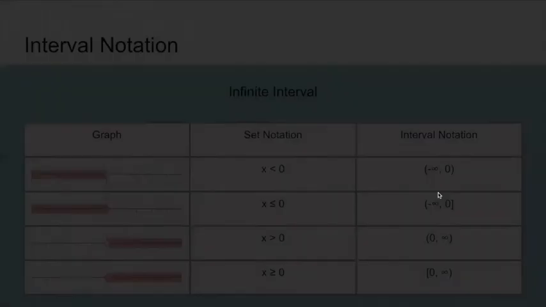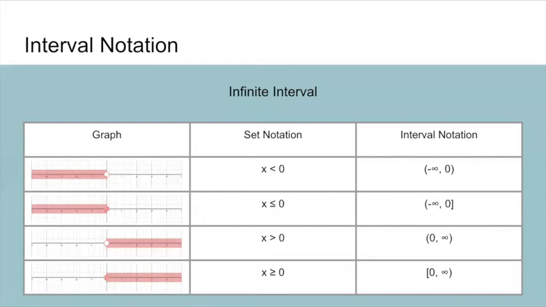So another type of interval that we might encounter is an infinite interval, or one that goes on forever and ever. What we'll notice here is that we always use parentheses for positive or negative infinity. This is because infinity isn't an actual number, it's just a concept. So we can approach infinity, but we'll never actually reach it, so we will just use parentheses.